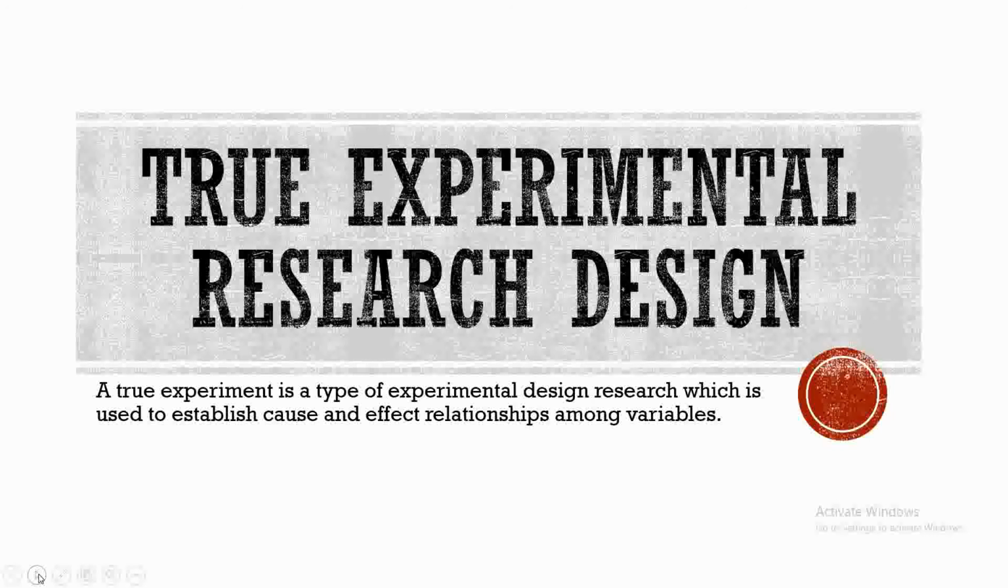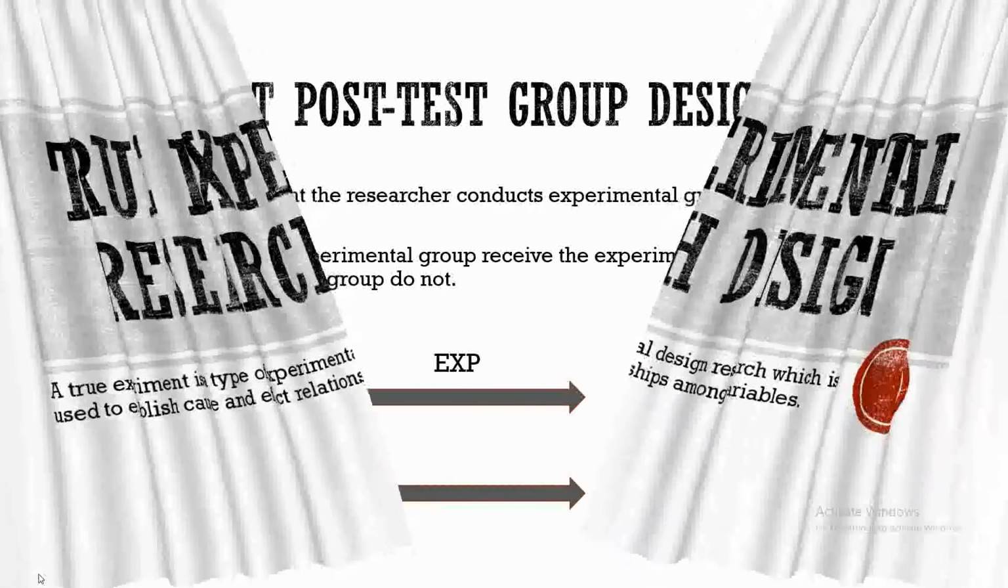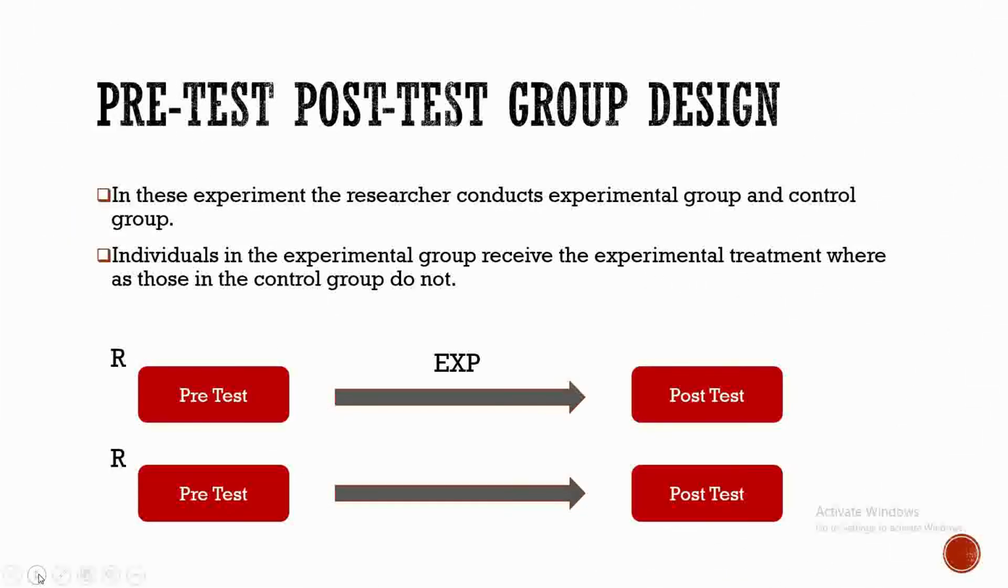The first type is the true experimental design research, which is basically used to create a cause and effect relationship among variables. True experimental design is further classified into three types. First is the pre-test post-test group design. In this experiment, the researcher conducts experimental group and control group research. As you can see in the figure, the group on the top is the experimental group and is having the experimental treatment, whereas the other is the control group which is not receiving any kind of treatment.